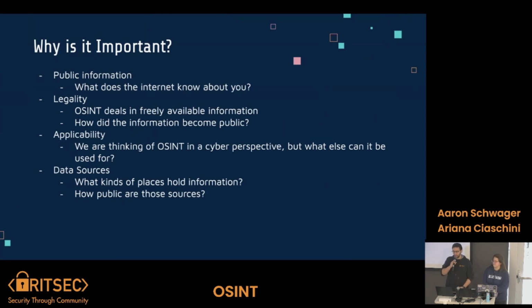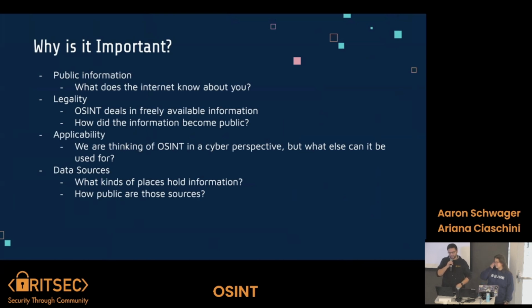From there, what can OSINT be used for? We, as a cybersecurity club, think about OSINT from a cyber perspective. How can we use that information, if we're thinking from the perspective of a threat actor? Phishing is a perfect example. How can we use that information to gain access to something else? But it's by no means limited to that. OSINT can be used by people like journalists, for research, or just to find people in general.